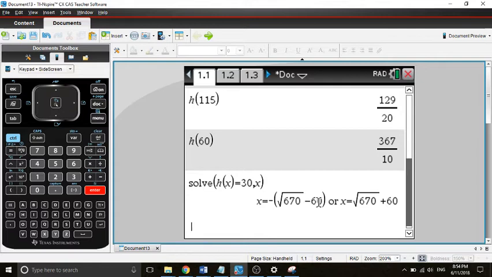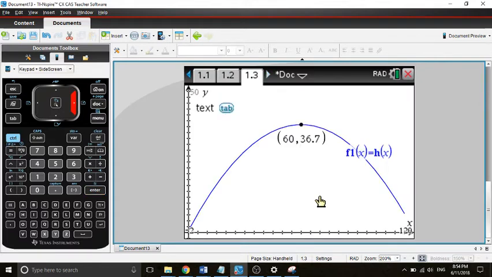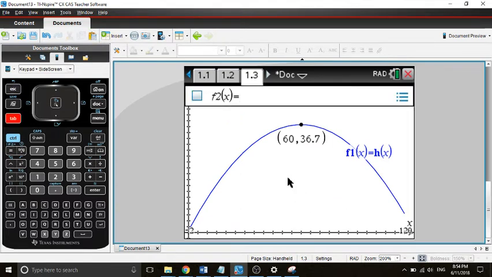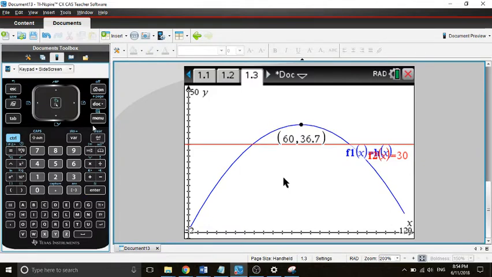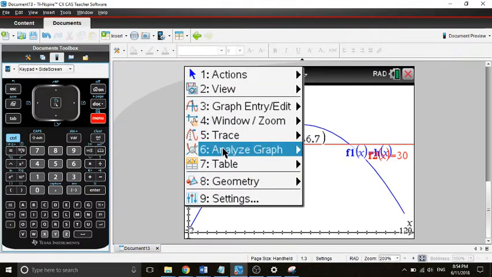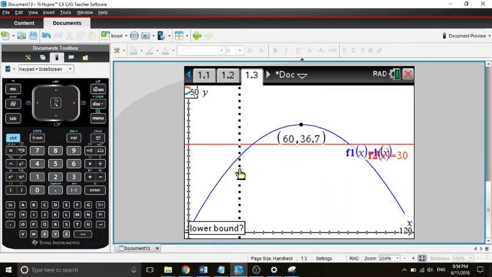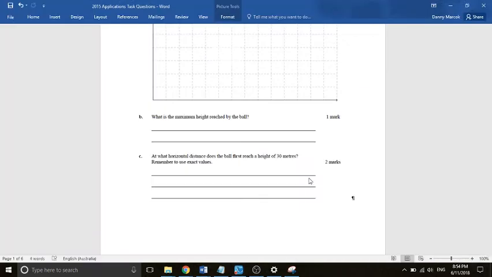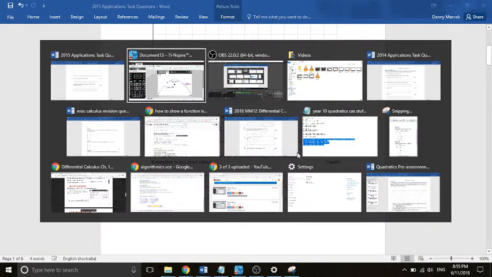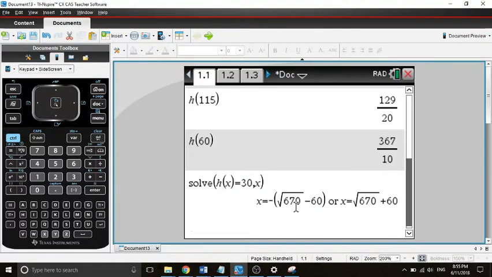We can also say, let's graph 30 and look for an intersection point. Analyze graph, intersection, so it happens at 31.4, and that's what we end up with there. We know that's about the same thing, so that's where it ends up happening.